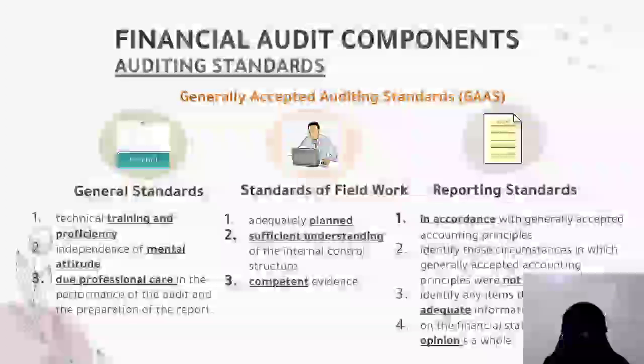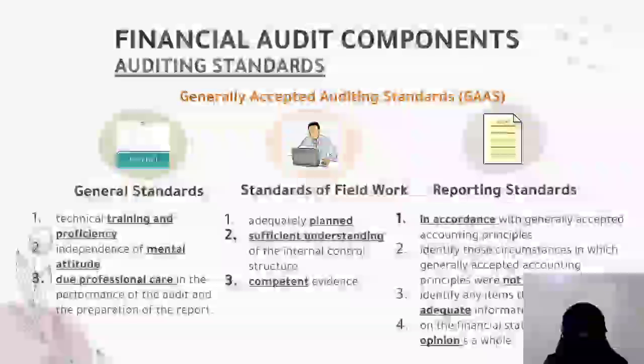For the first class, from the word itself, general, meaning the auditor's responsibility as a whole, one of which is that the auditor must have adequate technical training and proficiency. Second, the auditor must have independence of mental attitude. Third, the auditor must exercise due professional care in the performance of the audit and the preparation of the report.